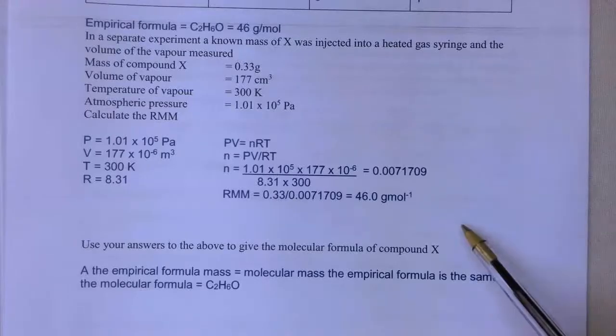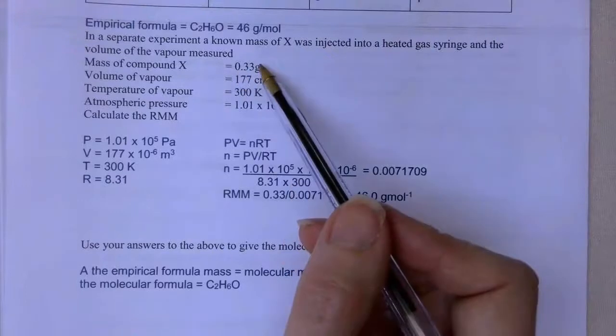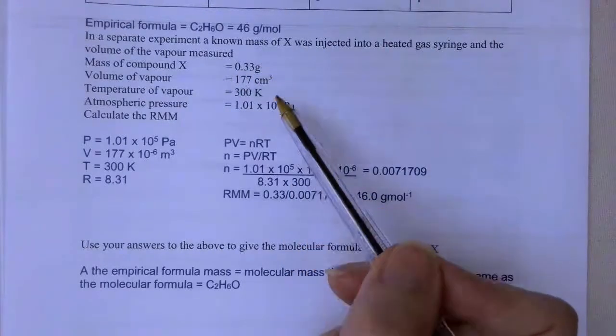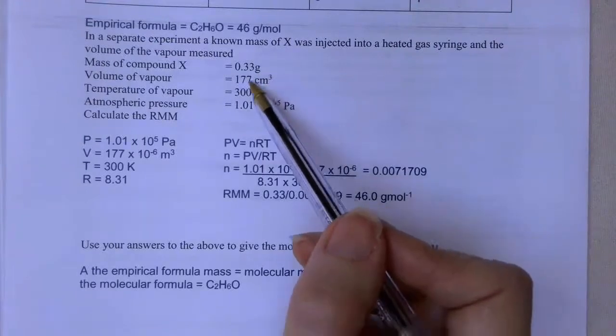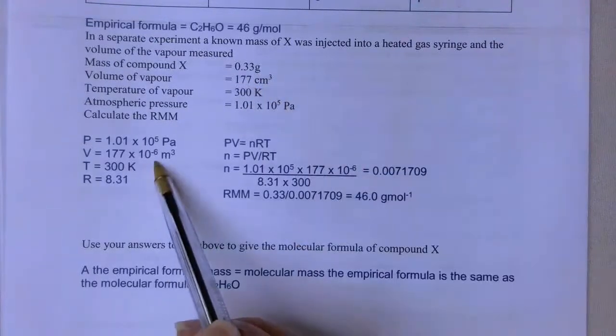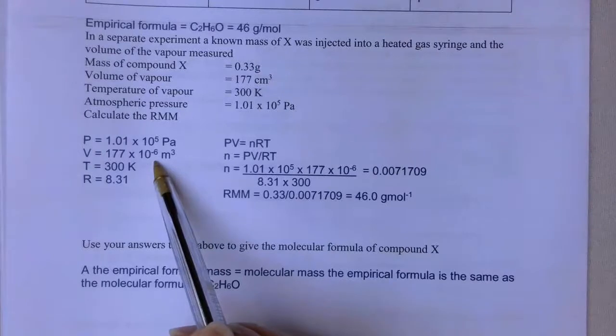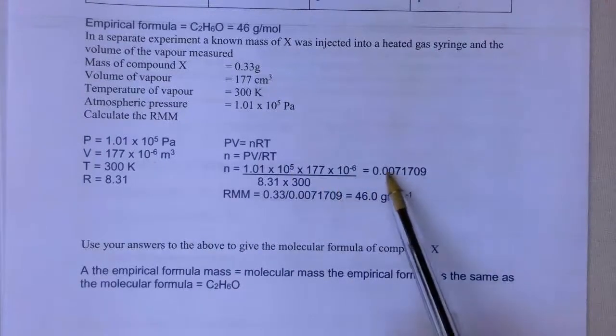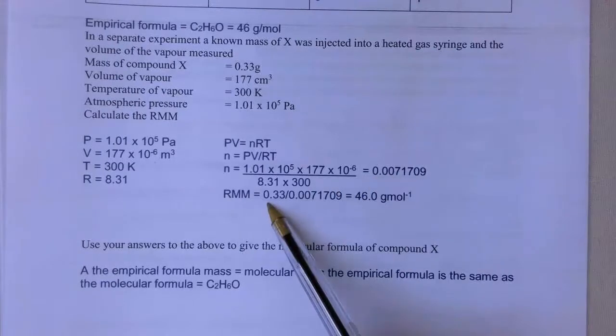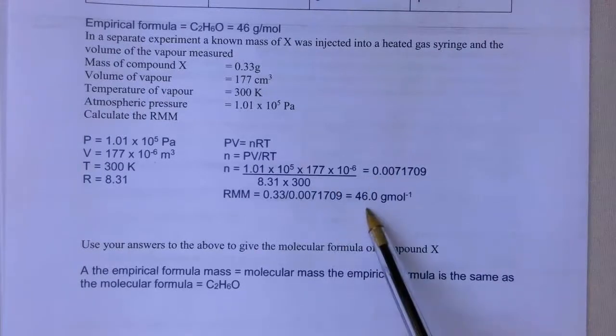In the next experiment, I'm going to be using PV equals nRT data to work out the RMM. So I've been given my mass, my volume, my temperature and my pressure. This time the only one I need to convert is this centimetres cubed into metres cubed, and I've done that here. Put those into my calculation and I get the number of moles. Mass divided by moles, grams per mole, gives me 46.